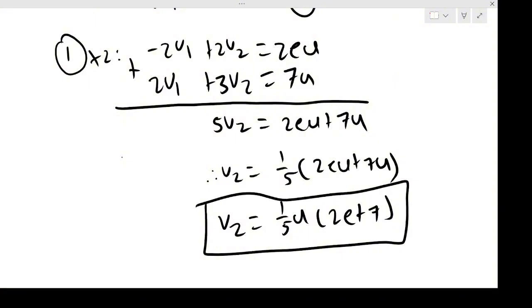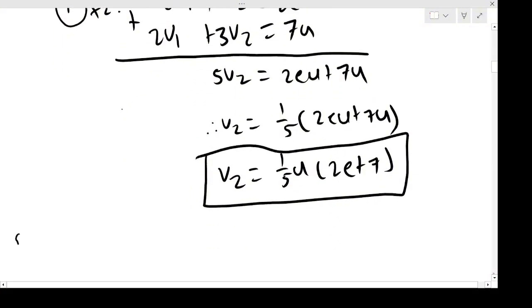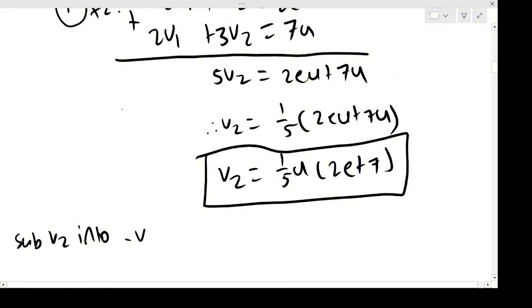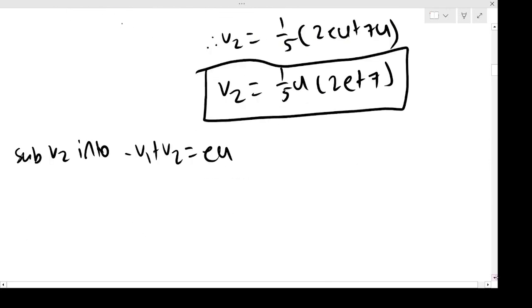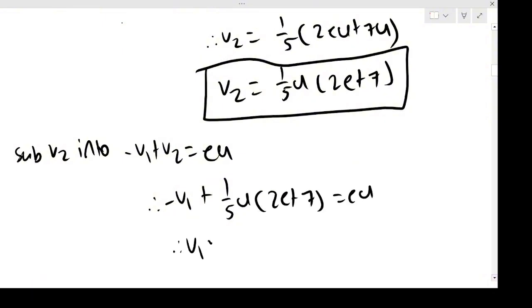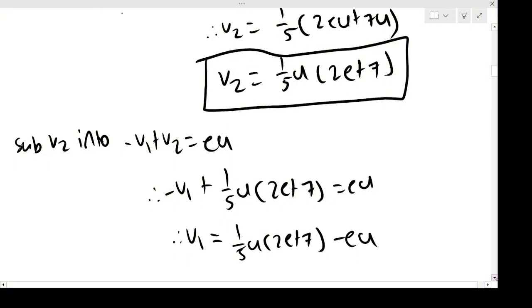Then if I go on to find v1, I'm going to sub v2 into either equation. Let's substitute it into the first one. So minus v1 add v2 is eu. Oh no, sorry, eu, sorry. So I'm going to sub v2 into this equation. So therefore minus v1 add a fifth u of 2e plus 7 is eu. Therefore v1, hopefully you can see, is going to be a fifth u of 2e plus 7 take away eu.